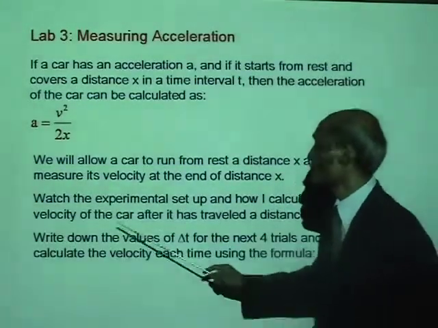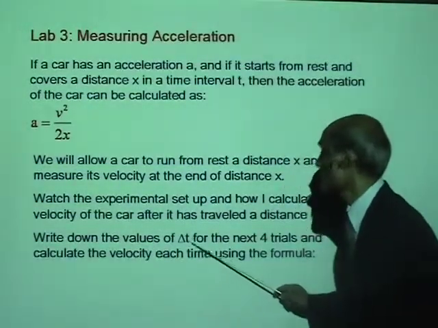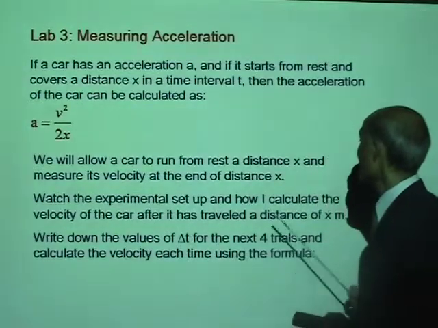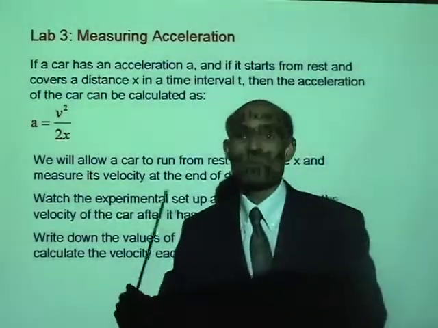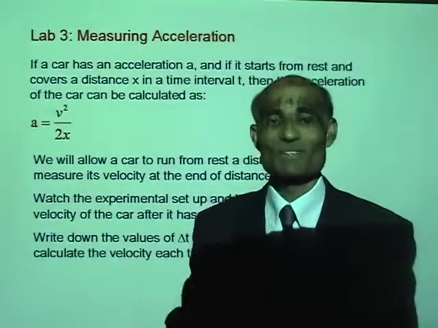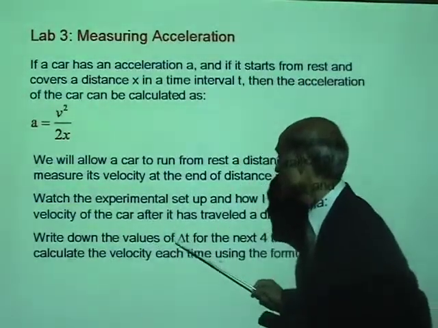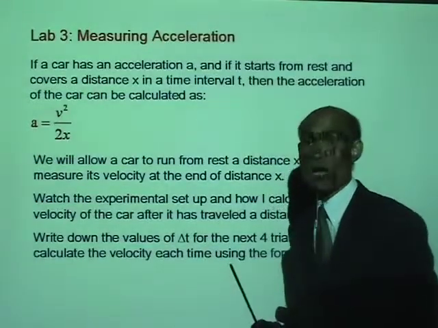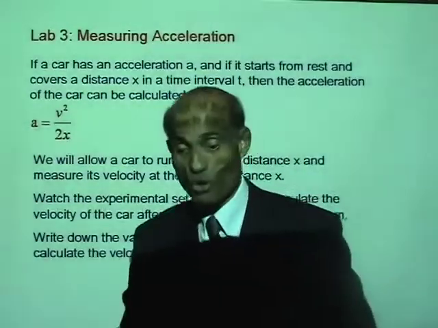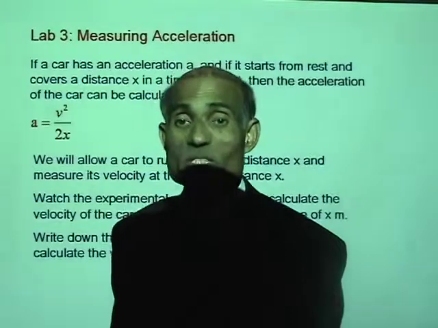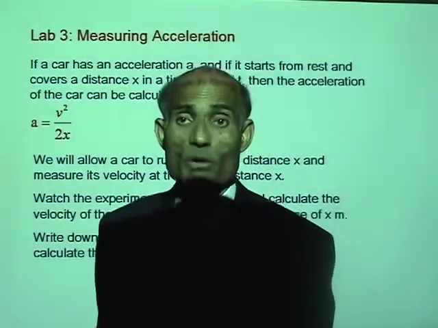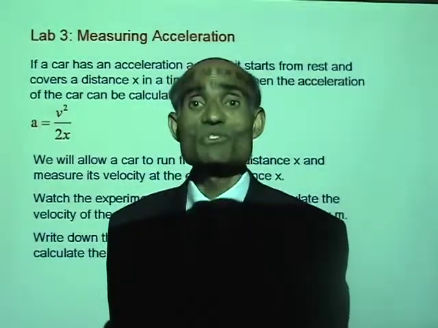Alright? Now, write down the values of delta t for the next 4 trials. I'm going to show you a trial, and then I will ask you to write down the values of time for the next 4 trials and do the experiment on your own. Alright, give me a second to do the setup.